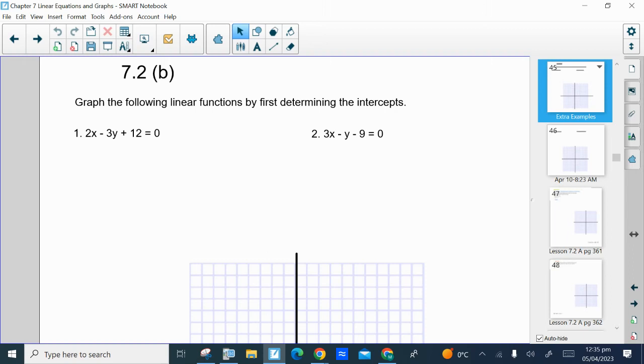So we looked at two things yesterday. One of them being that you can graph lines by finding their intercepts. Most lines have two intercepts, an x-intercept and a y-intercept, and you can find them algebraically.